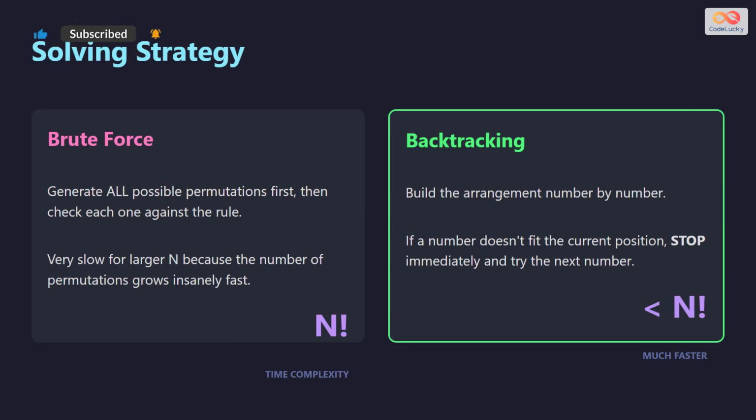How do we solve this? A brute force approach would generate every single permutation first and then check them. That is incredibly slow because the number of permutations grows very fast. A better approach is backtracking. We build the arrangement step by step. If we place a number that violates the rule, we stop immediately and backtrack. This saves massive amounts of time.